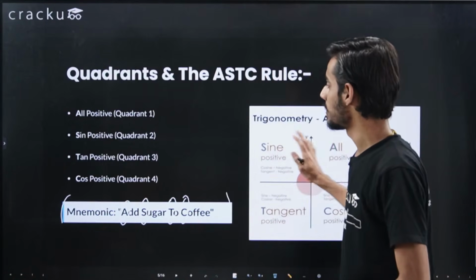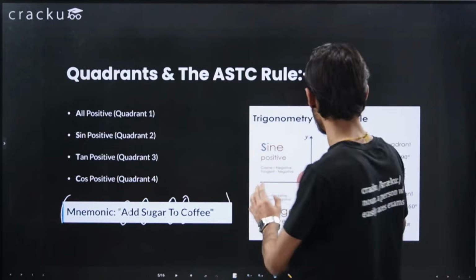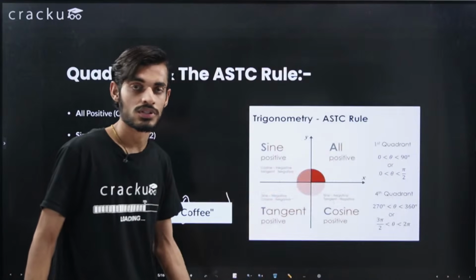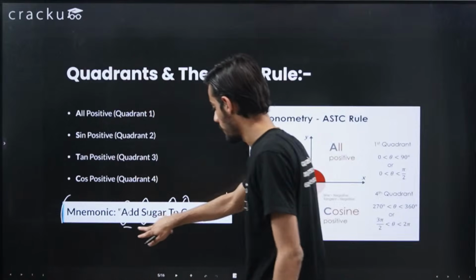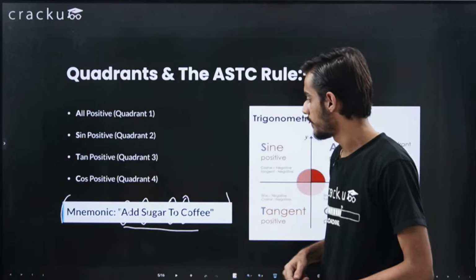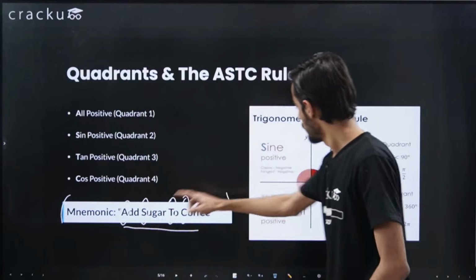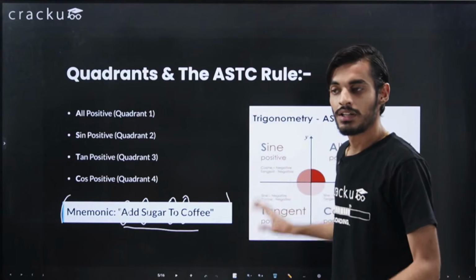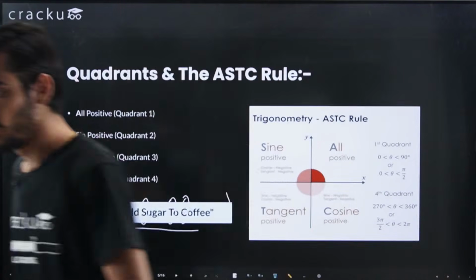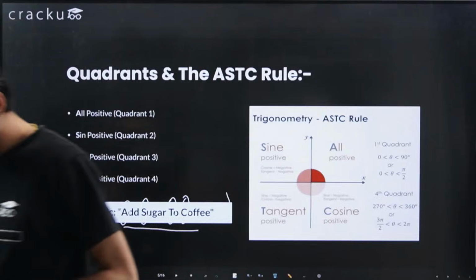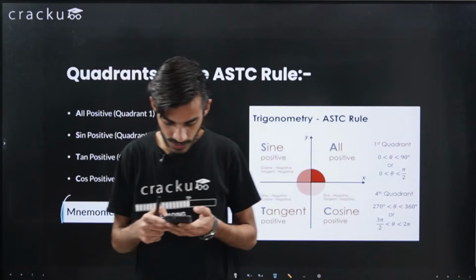So this was the basics about trigonometric ratios and in which quadrant which one is positive. You can remember it using "all add sugar to coffee", and just look at the first character. You will be able to identify in which quadrant which trigonometric ratio is positive. Okay, I think this was an easy slide. If you have any doubts, you can just ask in the chat box.